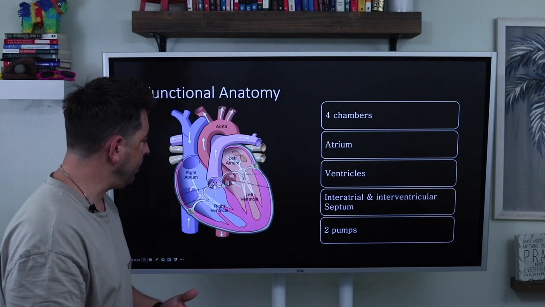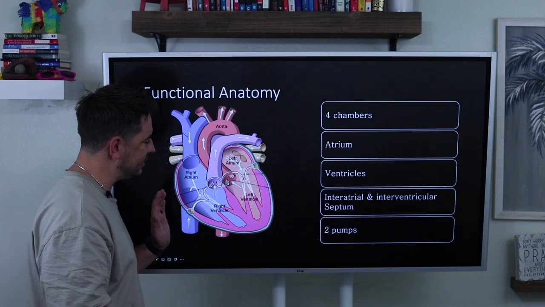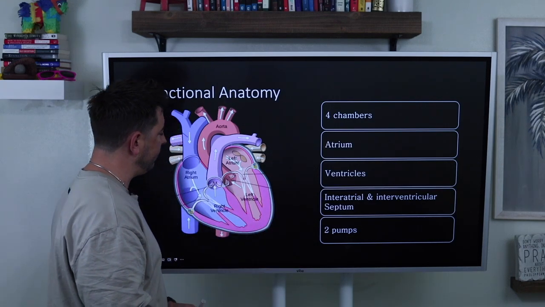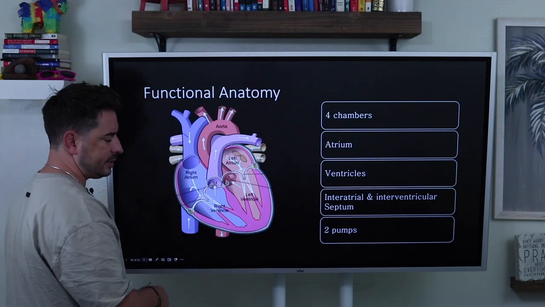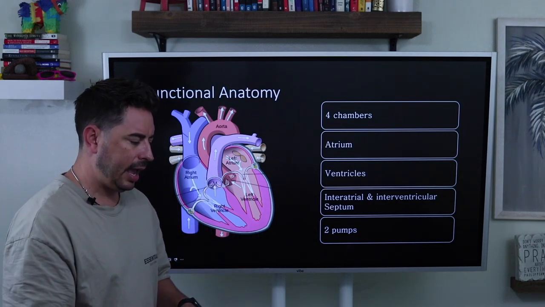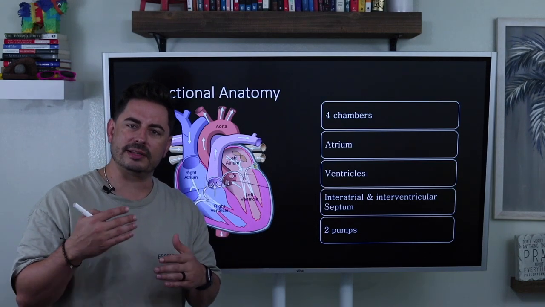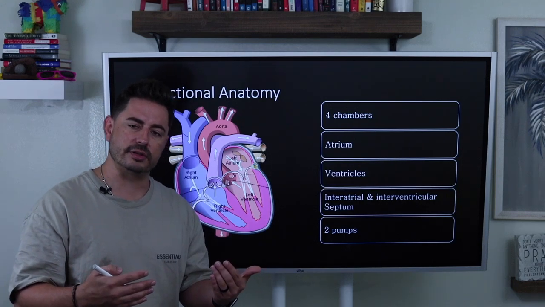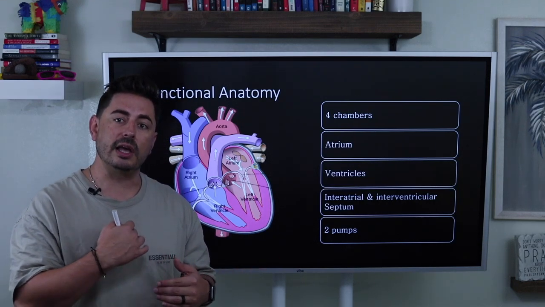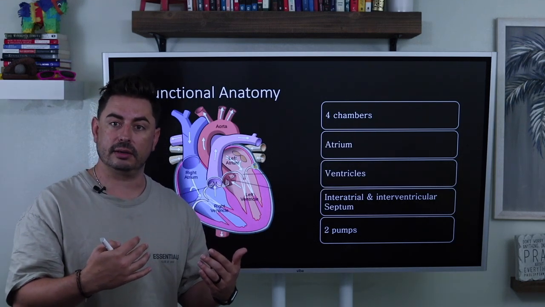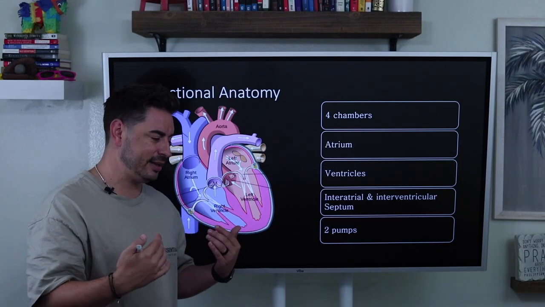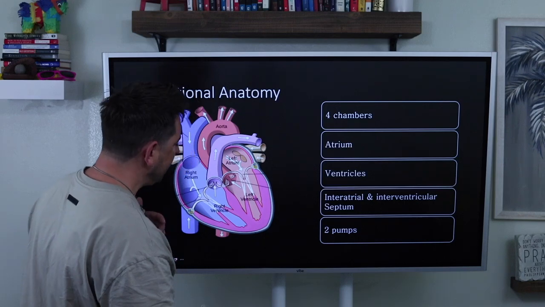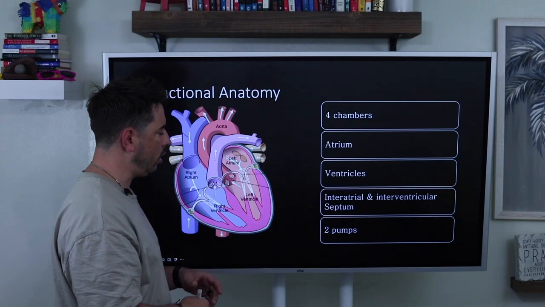When we look at it, about 2/3 of it sits left of the midline. 2/3 sits left of the midline, whereas 1/3 sits right of the midline. And it sits between about the second and the fifth intercostal space. So it is up here with the angle of Louis. Angle of Louis tells us where the second intercostal space is. That tells us that that is the top of the heart.